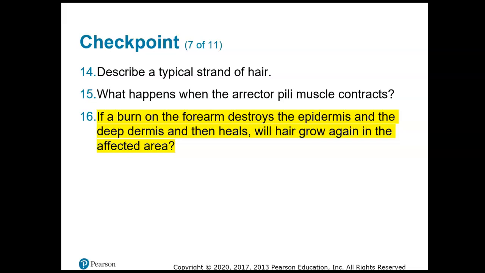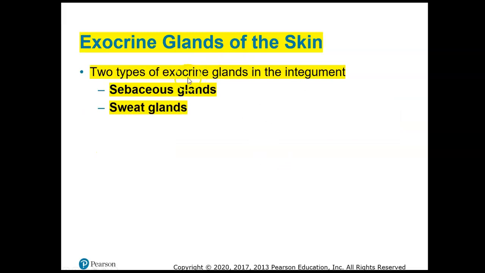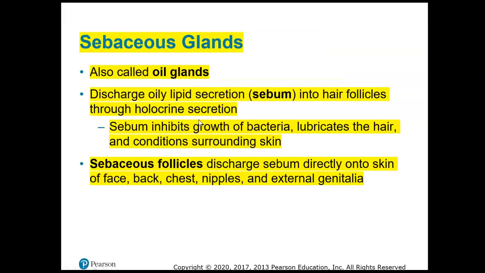It's destroyed the follicle. Okay, there are two types of exocrine glands in the integumentary system. There are sebaceous glands or oil glands, and then there are sweat glands, and there are two different types of sweat glands. So sebaceous glands discharge sebum, which is an oily lipid secretion, and they're always attached to a hair follicle. The secretion is a holocrine secretion.